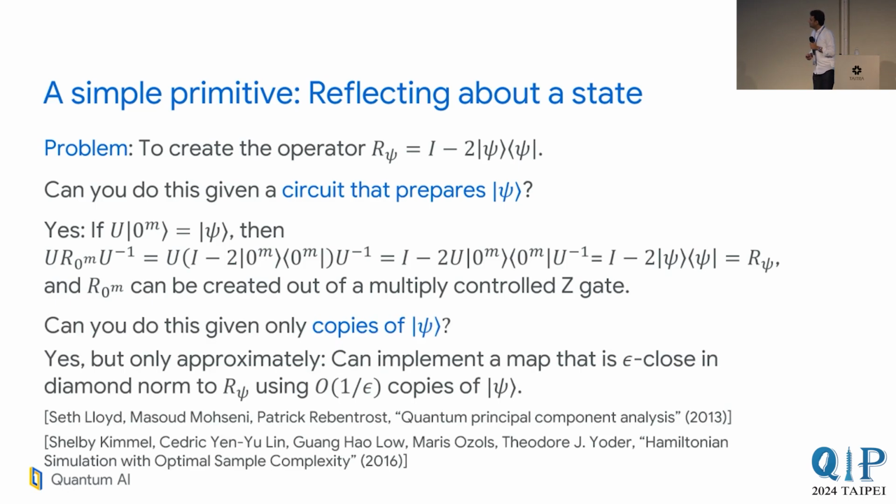But actually, yes, you can. You can implement a map that's epsilon close in diamond norm to R psi using only 1 over epsilon copies of psi. Pretty fun primitive, not very well known, so it also doesn't have a name. And you can see the algorithm explained in any one of these papers.